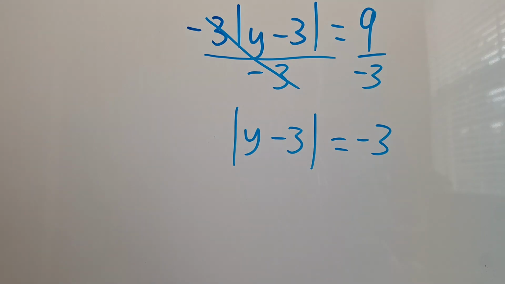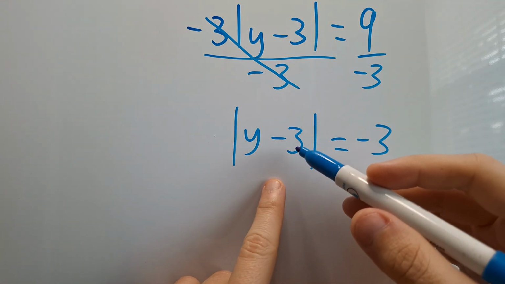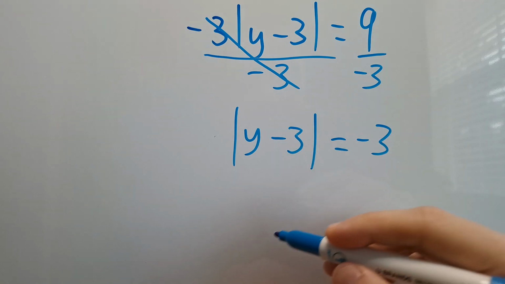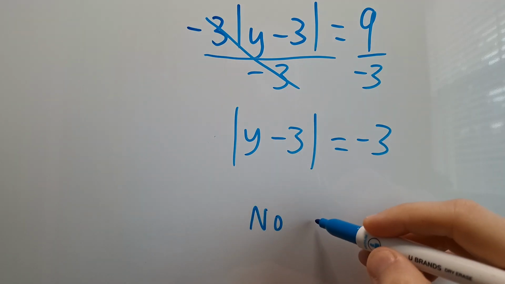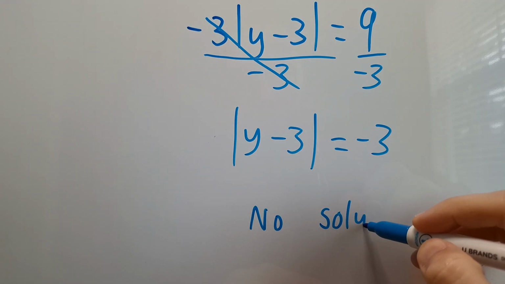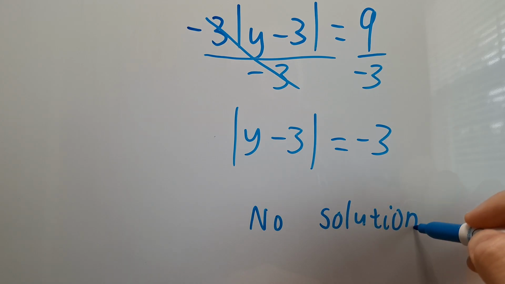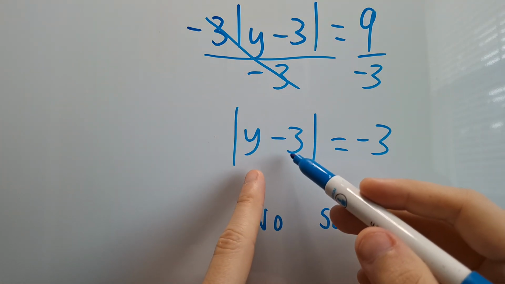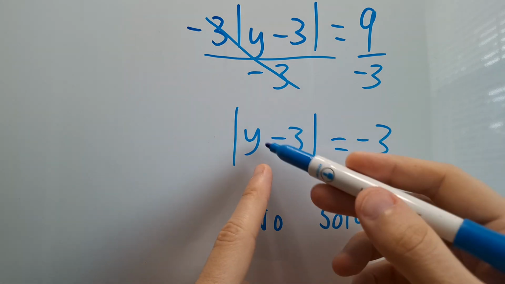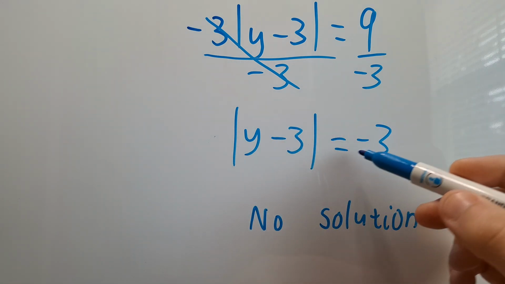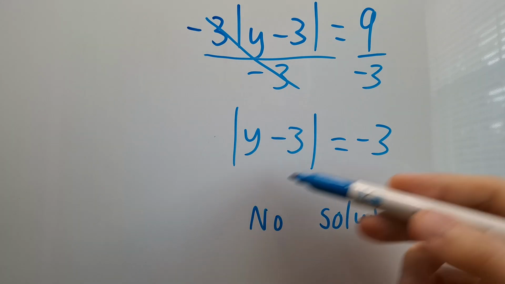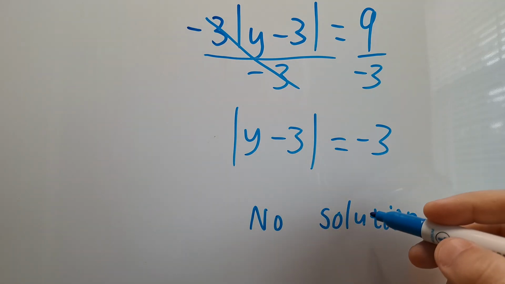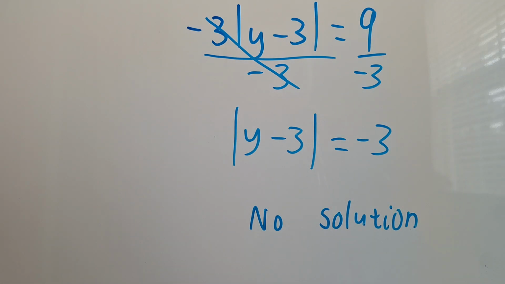The problem with this is that, remember, the absolute value cannot be negative. So here we're going to have what's called no solution. You cannot have the absolute value of a number, or in this case, some expression, equal to a negative number. Because remember, we treat absolute value like a distance, and distance is never negative. So this would be a special case where we have no solution.